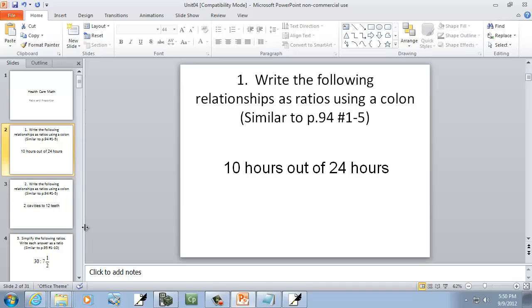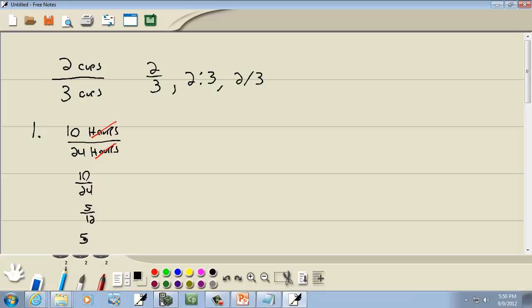Now, write it as a ratio using a colon. We'll switch over to our colon, and that would be our answer. Again, we leave it in fraction form because it's easier to simplify a fraction and think of it in those terms.